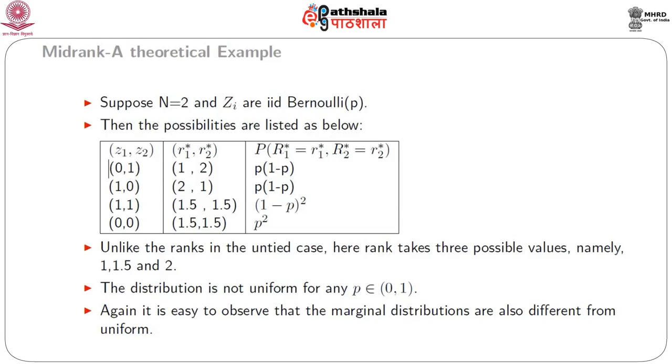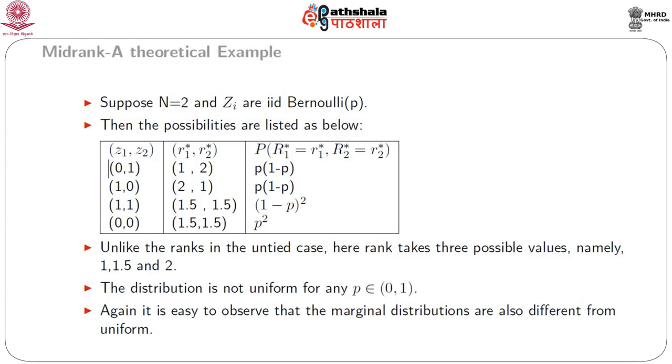So for example, suppose n equal to 2 and Zi are IID Bernoulli P. Then we have the possible values of Z1, Z2 as 0, 1, 1, 0, 1, 1 and 0, 0. Corresponding to each pair of Z1, Z2, we can calculate the observed value of the mid-rank R1 star and R2 star.